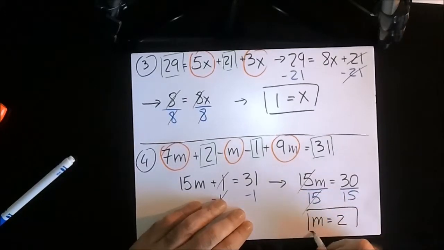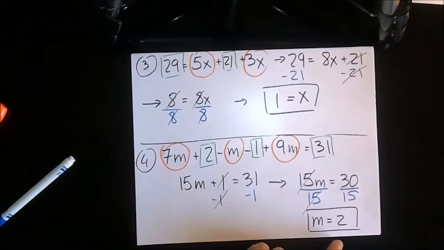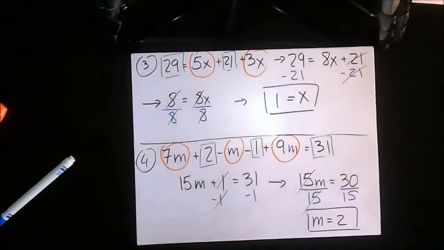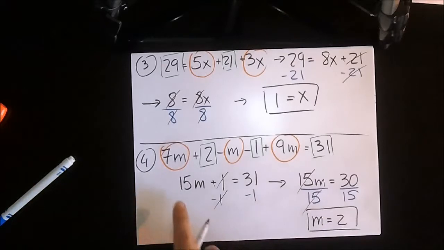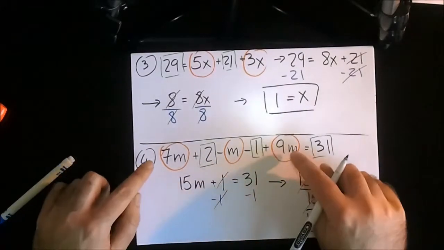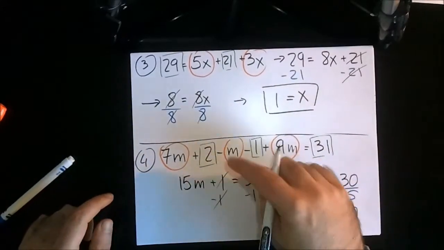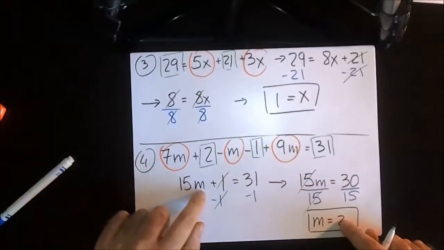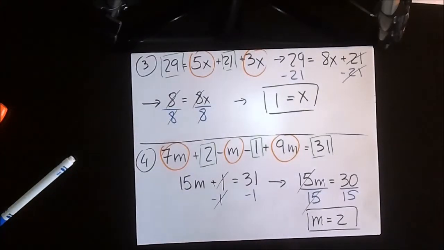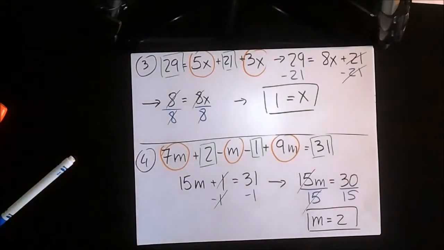Nice and clean. You can easily verify your answer by plugging in the 2 for the m here, for the m here, for the m there. You can also plug in this 2 into this equation here as well to check, because this is the condensed form of this equation. But either way, if you plug in the 2 here or here and you get 31 as your final answer, you know that you did the problem correctly.